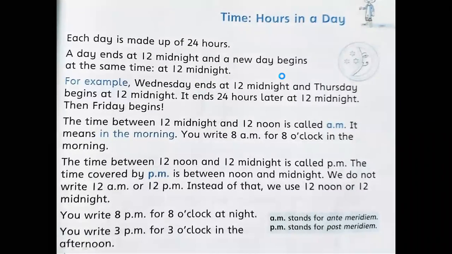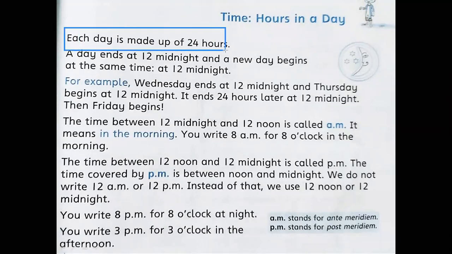Dear students, here in this page, we are going to discuss more about time. Each day is made up of 24 hours. Remember that usually we consider day and night as one day. So one day has 24 hours.